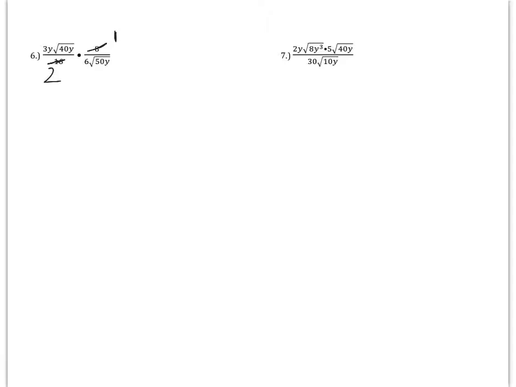And yes, you can still cross cancel with the 3 and the 6, but I'm just going to put everything together now. And again, you can still keep trying to cross cancel if you want. But I'm just going to multiply. So I'm going to get 3y square root of 40 on the top. And on the bottom, I'm going to get 12 square root of 50y. I forgot my y there on the top.